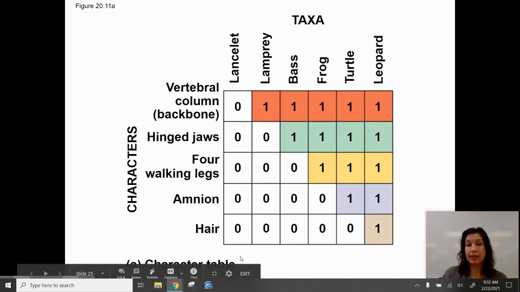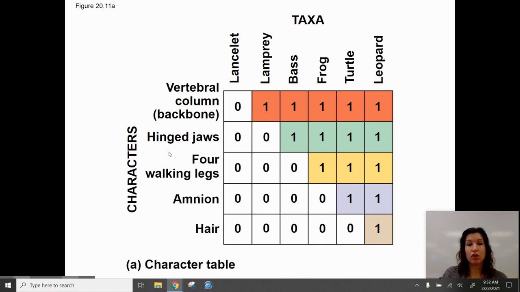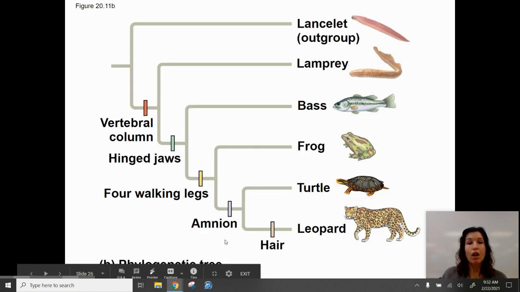This is another way you may see a character table. So we could have ones here, meaning they have it. We could have pluses and minuses, same thing. This is just organized a little bit differently so that we can see where all these characters arose. This one has hair instead. We can use that then to create, and you guys will need to create a phylogenetic tree.